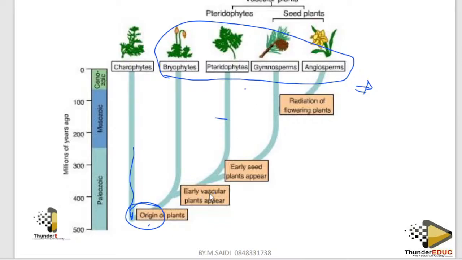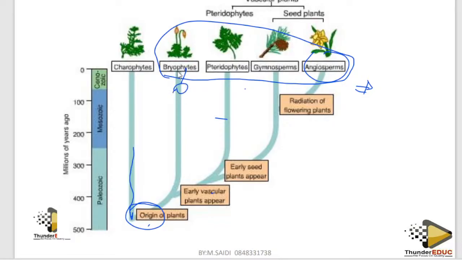Now, look, all these plants have a vascular bundle. All these plants are seed plants. These two, the gymnosperms and angiosperms, have seeds. And then these ones, flowering plants. Only this one is the flowering plant. All these ones before this are non-flowering plants. These ones we call thallus.